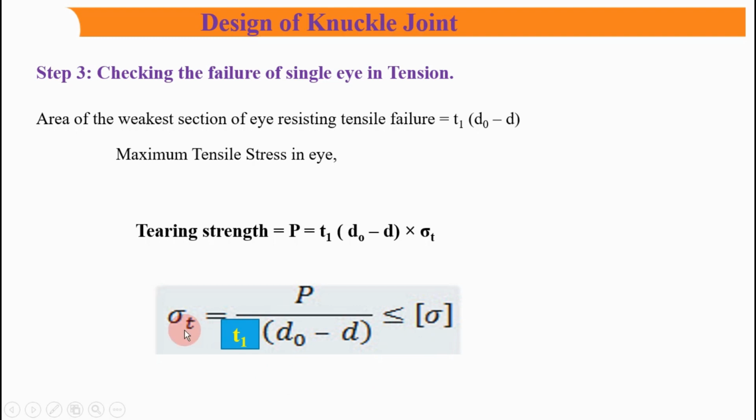So this sigma T is the induced tensile stress in the single eye, and this sigma is the allowable tensile stress for the given material. As we have seen in the previous video, for satisfying any safe design condition, your induced tensile stress should be less than your permissible or allowable tensile stress. So whatever value we calculate for induced tensile stress in the single eye should be less than your allowable tensile stress. Okay, let's see step number 4.